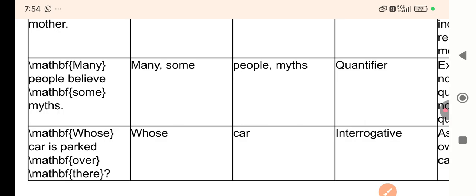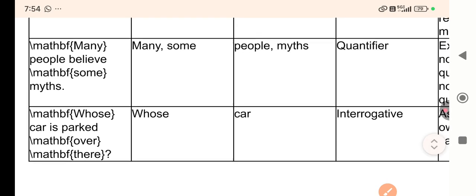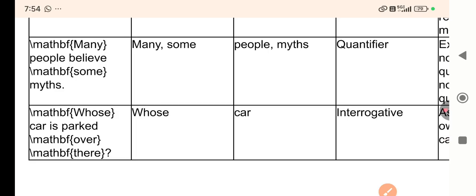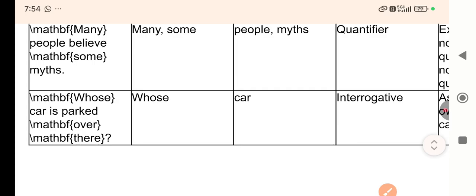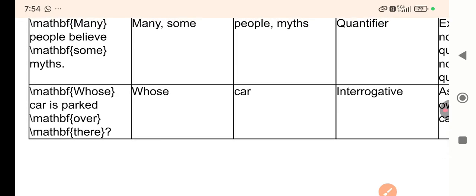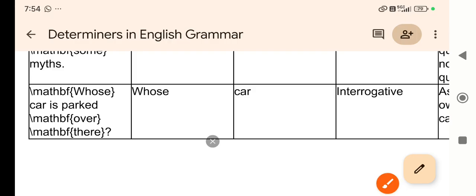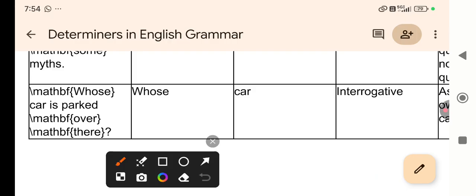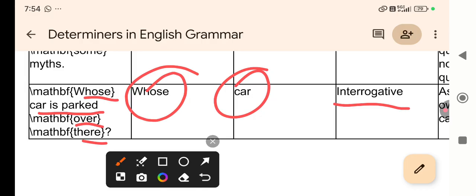Many people believe some myths, right? So people and myths are nouns, and many and some are determiners, quantifiers, right? That talks about quantity. And last one is whose, right? Whose car is parked over there? So whose is the determiner, car is the noun, and the type is interrogative. So interrogative is also a type of determiner.